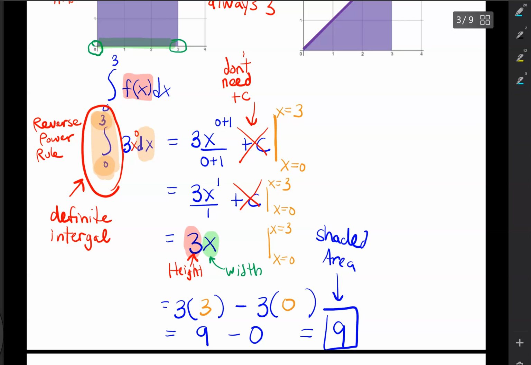Now, would I ever use calculus to find this shaded area? Heck no, I would use geometry or just count the squares, right? No one would actually use calculus, well, I shouldn't say no one, but you probably won't actually use calculus to find this area, but I wanted to show you that the calculus worked. Calculus works here.